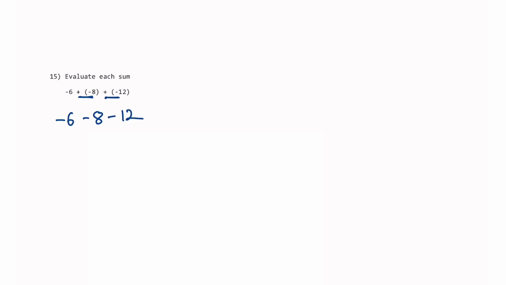Now, do you see all my numbers are negative? So I can simply add them together, okay? So 12 plus 8 is 20. 20 plus 6 is 26. So I'm writing 26. And since all of them are negative, I'm going to put a negative sign. And that's how you solve it. Is my answer correct?